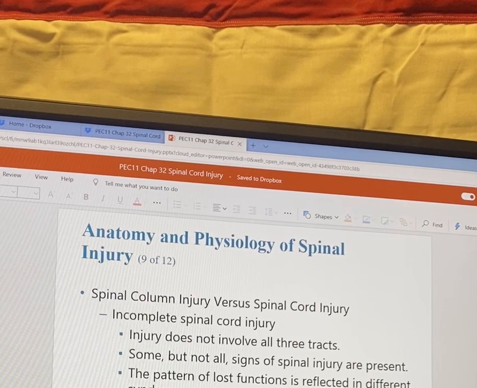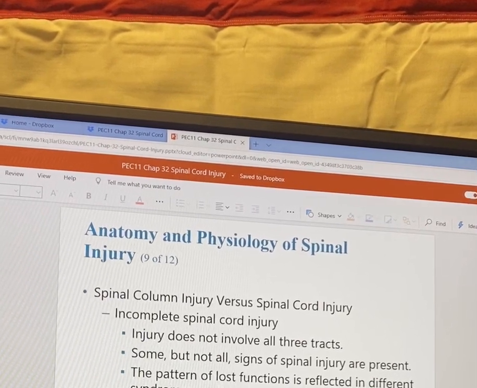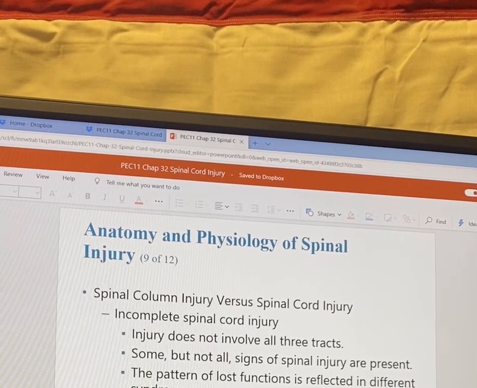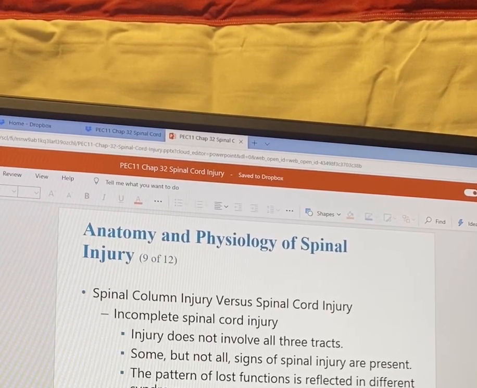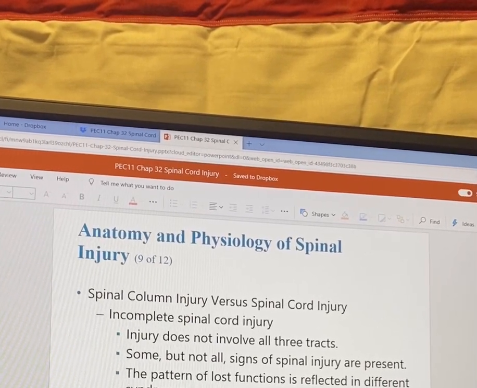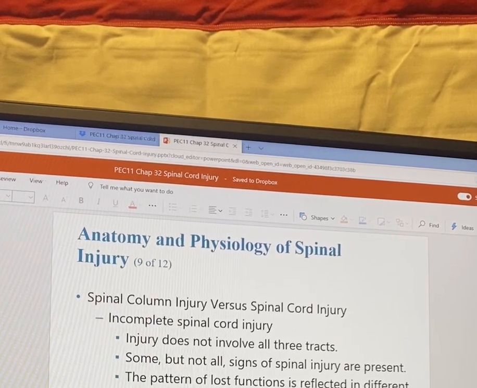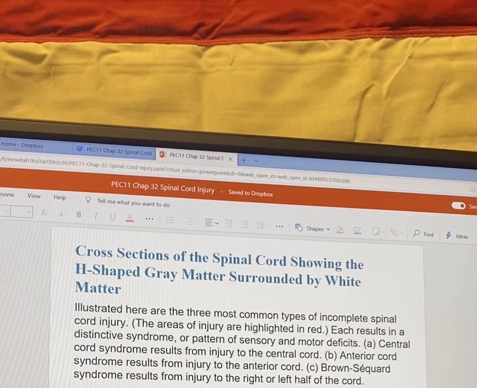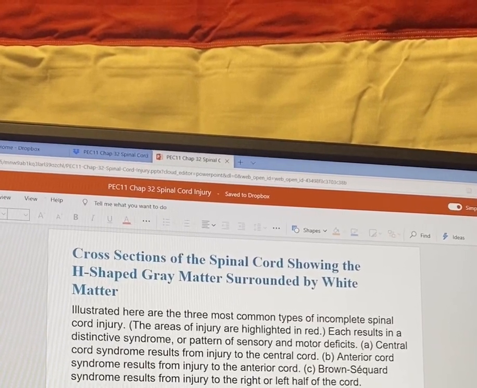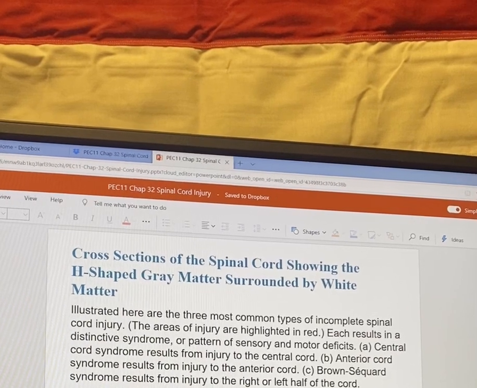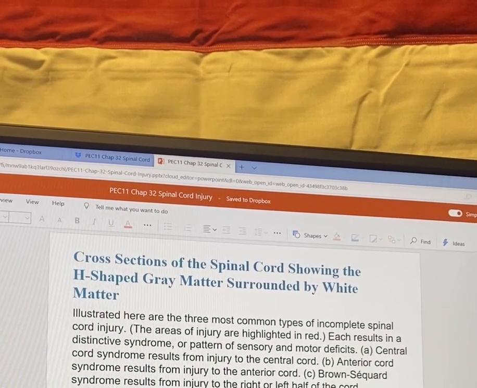Alright, spinal cord injury versus spinal column. This is when an incomplete spinal cord injury does not involve all three tracts. Some but not all vital signs are present. Some but not all signs of spinal injury are present, and the pattern of loss of function is reflected in different syndromes. Alright, we're going to talk about this. There's an illustration in your book. You have central cord syndrome, anterior cord syndrome, and Brown-Séquard syndrome.